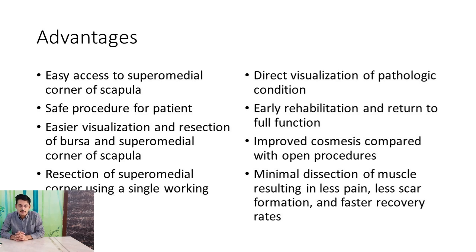Now, the advantages of scapulothoracic arthroscopy is an easy access to the superior-medial corner, which is mostly the pathological structure. It's a safer procedure for the patient, and you can visualize and dissect the entire bursa along with the bone. And the resection of the superior-medial corner you can do through a single working portal. You can directly visualize the pathologic condition. The patient can be rehabilitated and quickly return to full function. It has an improved cosmesis as compared to an open procedure, and there is a minimal dissection of muscles, which leads to less pain, less scarring and faster recovery.